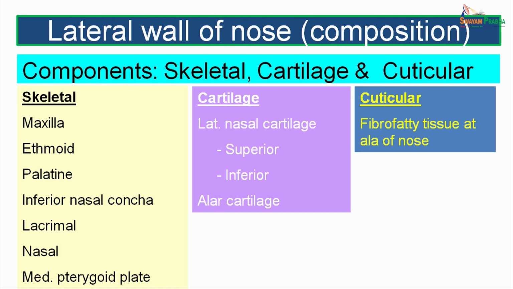The lateral wall has got three components: skeletal, cartilage and cuticular.